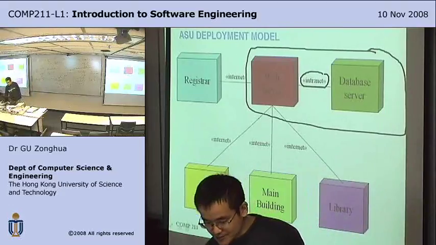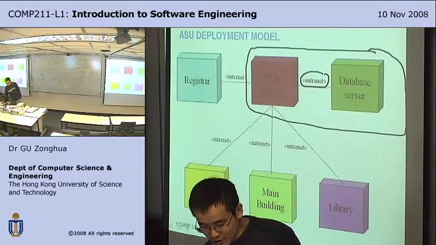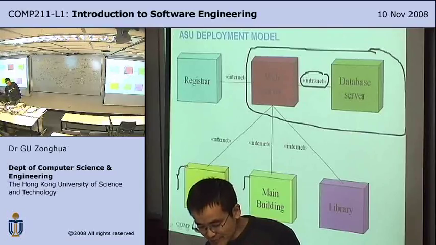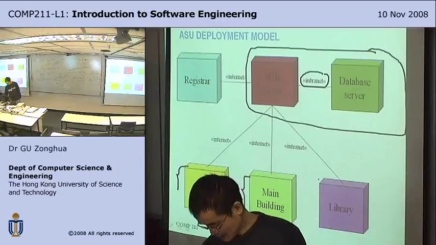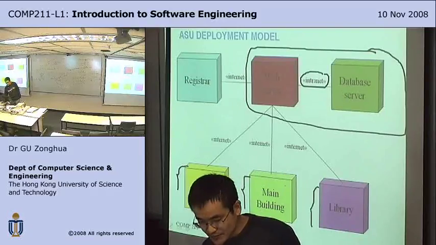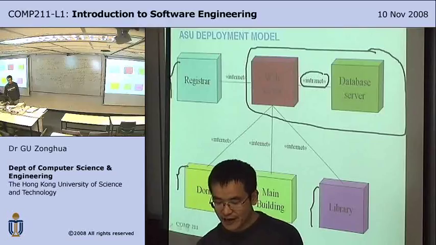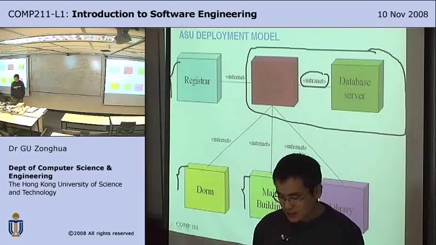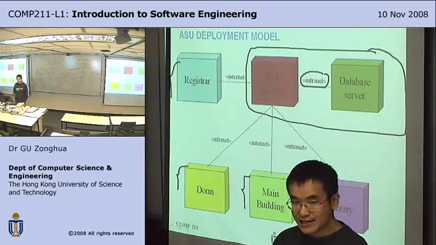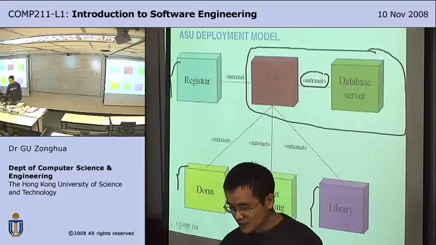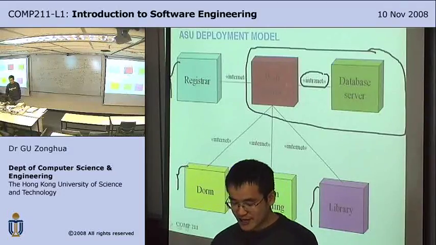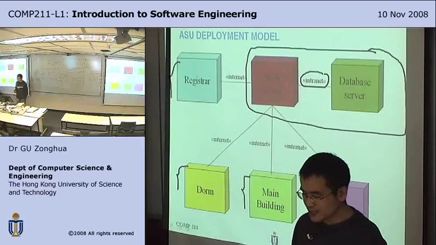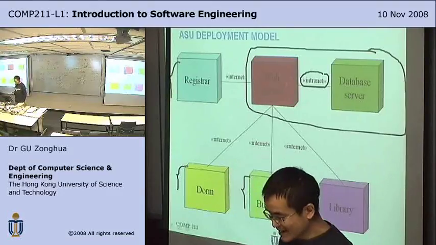While the others, like the dorm computer, the main building computer, perhaps kiosks in the hallways, library computers, and register computers, are connected to the web server via the internet. So this is really a classic three-tier architecture, where you have the client connected to the web server via the internet, and the web server connected to the database server via the internet.